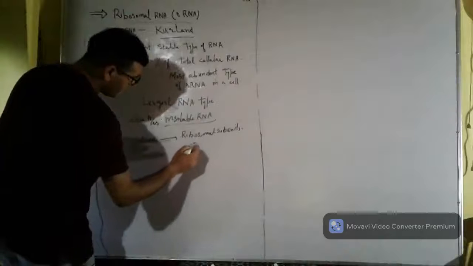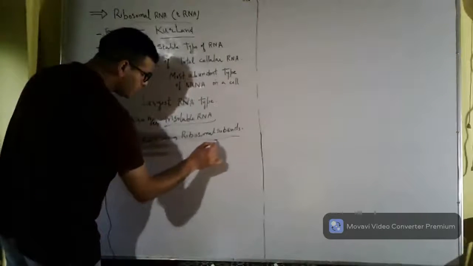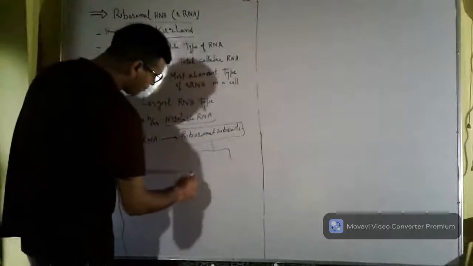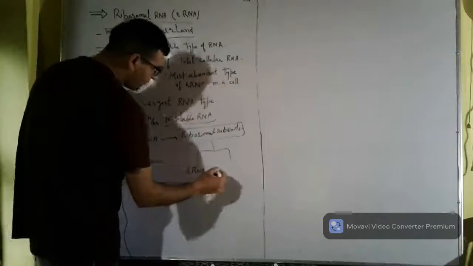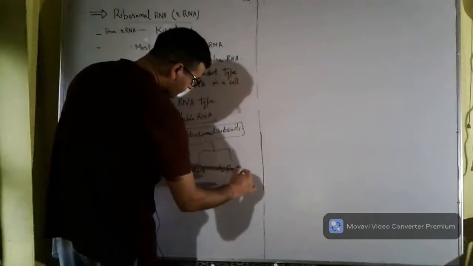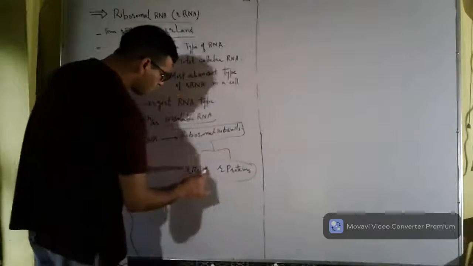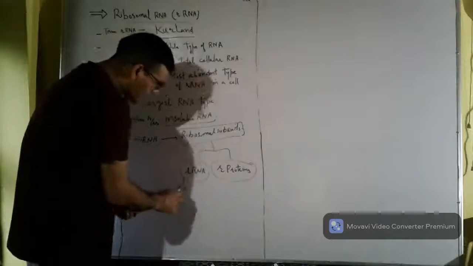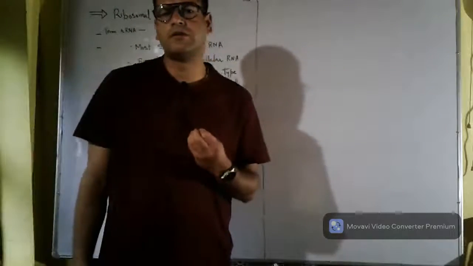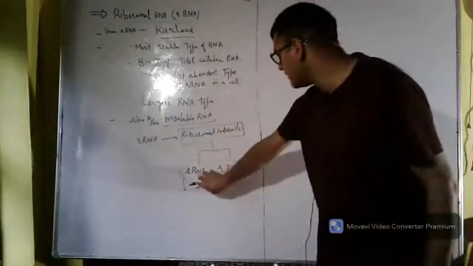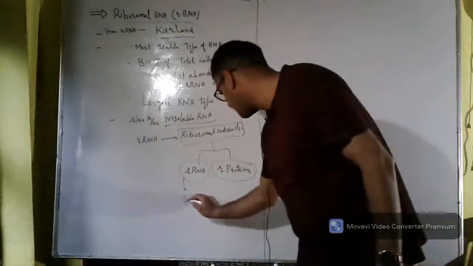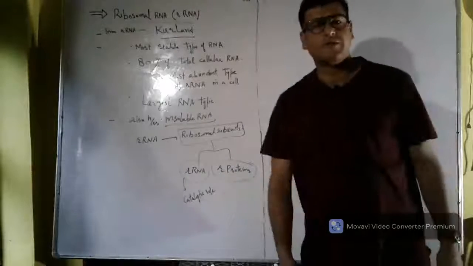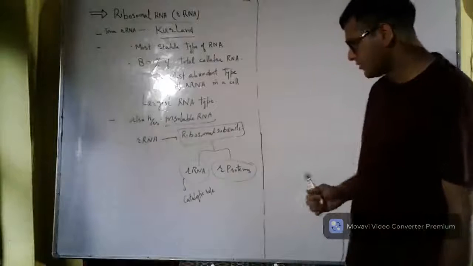So these ribosomal subunits are basically composed of two components: ribosomal RNA and ribosomal proteins. These are the two basic components of the ribosomes. The ribosomal RNA has a catalytic, enzymatic role in the ribosomal subunits.